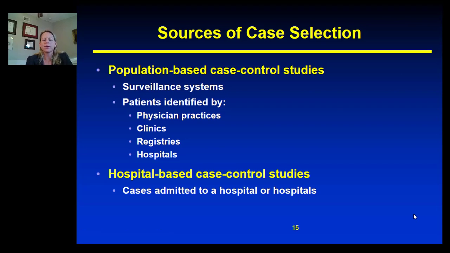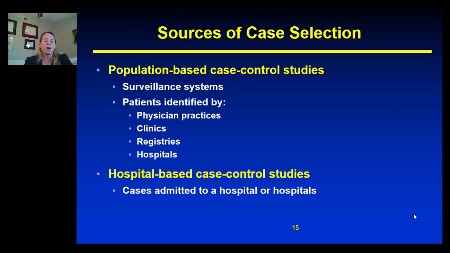Now, the source of case selection in a case control study can vary. Sometimes case control studies are population-based, so they are derived from surveillance systems or some other large healthcare system for which data are routinely collected for other purposes. Patients may be identified via medical practitioners or any other source in that system.